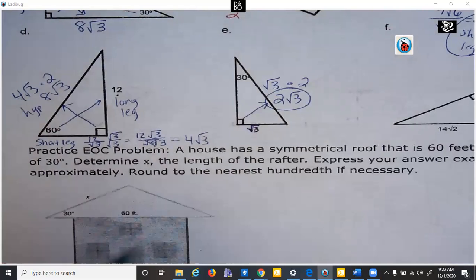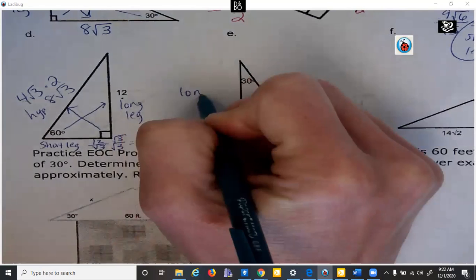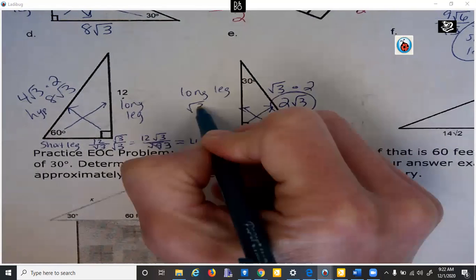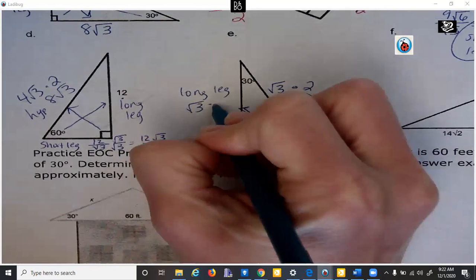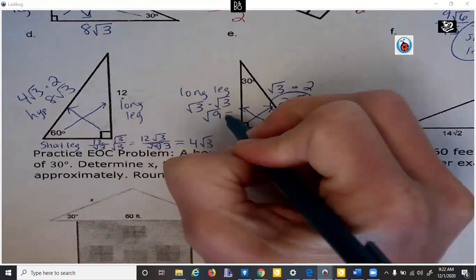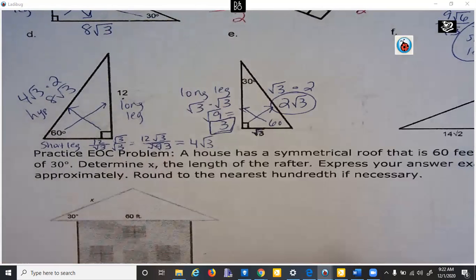How do I get the long leg? What do I multiply the root 3 by? By root 3, very good. That gives you root 9, and root 9 equals 3. So the long leg is just 3. Okay.